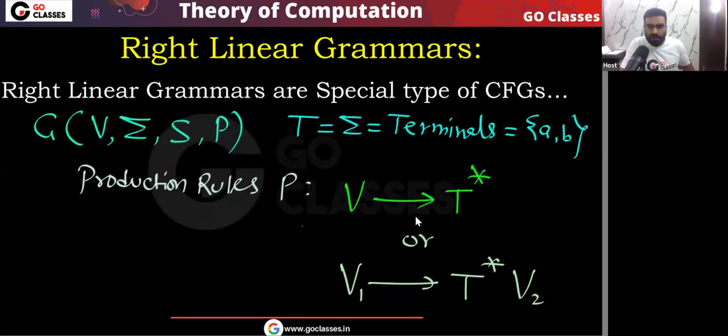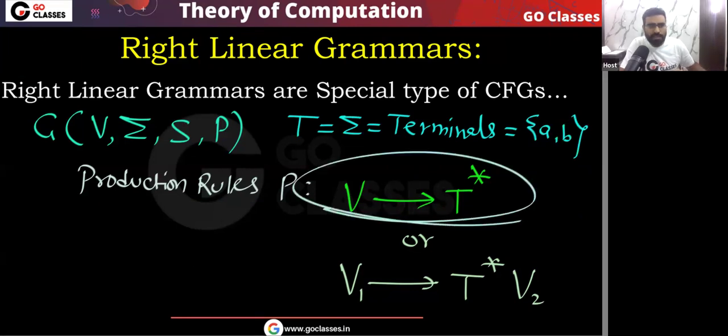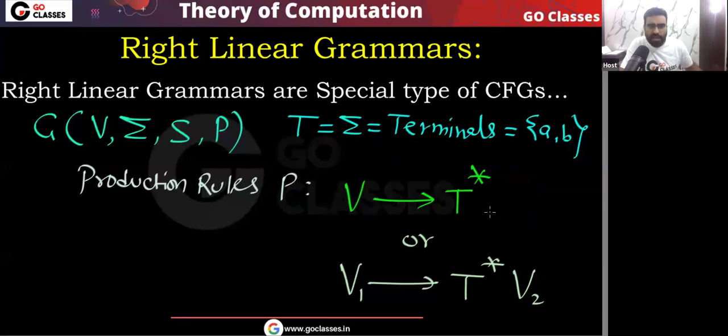Remember here that every production rule will be like this: you have a single variable on the LHS, and on the RHS you can have no variable, for example a sequence of alphabet symbols. Or you can do a sequence of terminals followed by a single variable. This single variable will be at the rightmost position. So this is the idea.